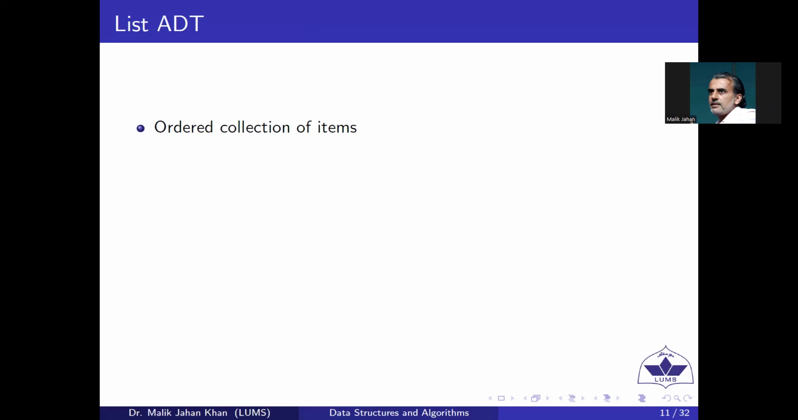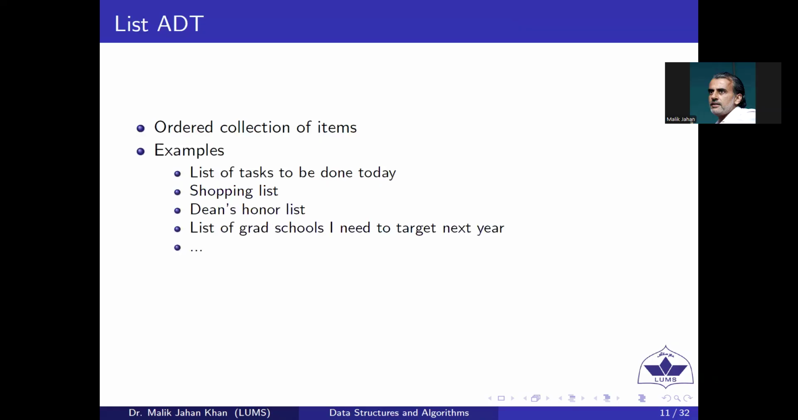So we have, like, a list of shopping items. We might have a list of items in our online cart, or a list of tasks which we need to do in a particular day. It could be a list of courses which you are taking in this semester. For me, it's a list of students who are taking my course. So we can imagine a list of different things, and that's an ordered collection of items. So, a list of grad schools I need to target next year.